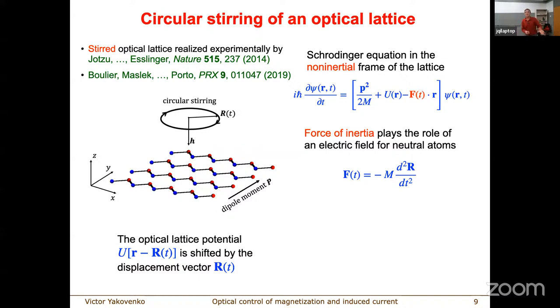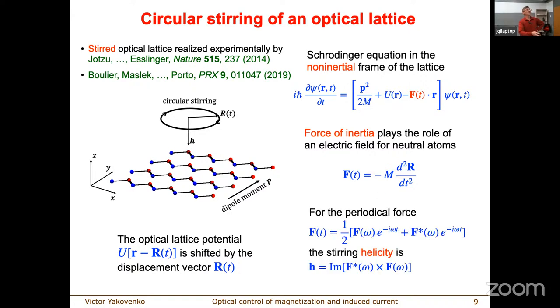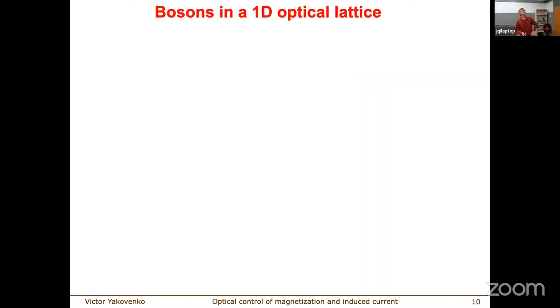Now, because you shake that lattice, if you go to the reference frame of the lattice, then the atoms experience a force of inertia. The atoms are neutral, but they experience a force of inertia, which plays the same role as the electric field. So basically, I take whatever I told you before and transfer it to neutral atoms, with a force of inertia instead of an electric field, but the mathematics is exactly the same.